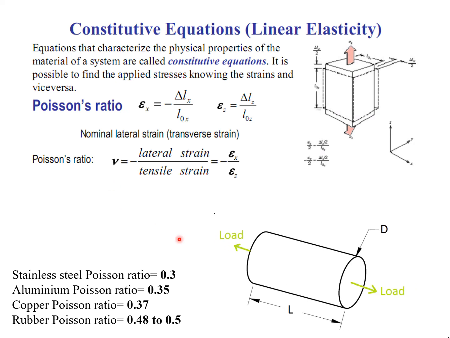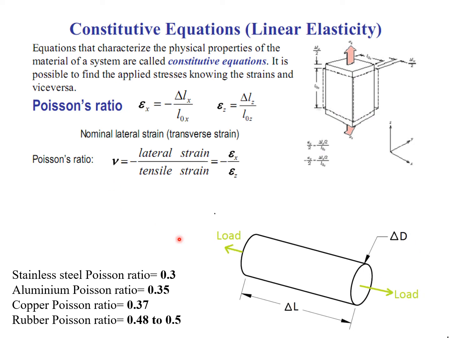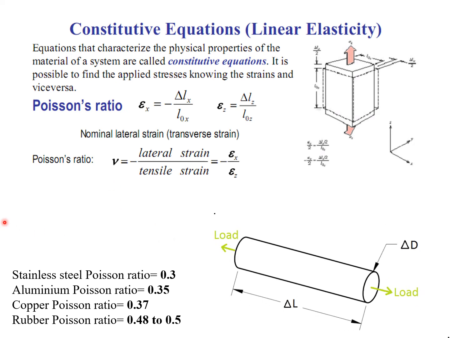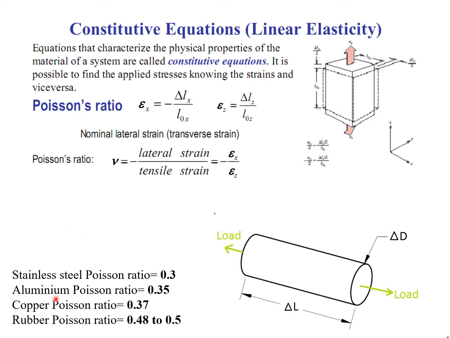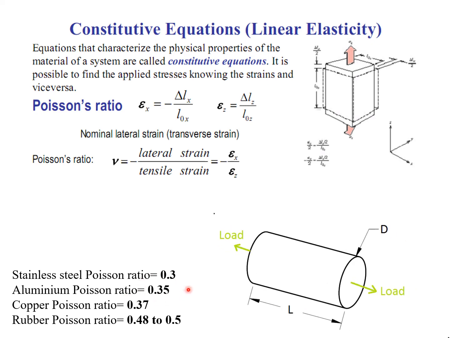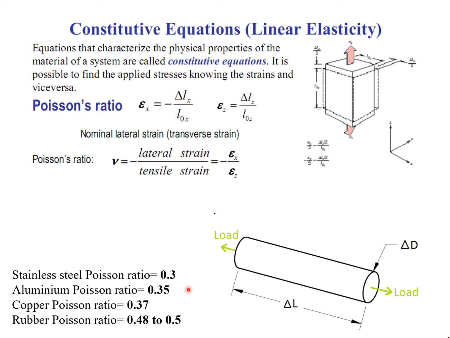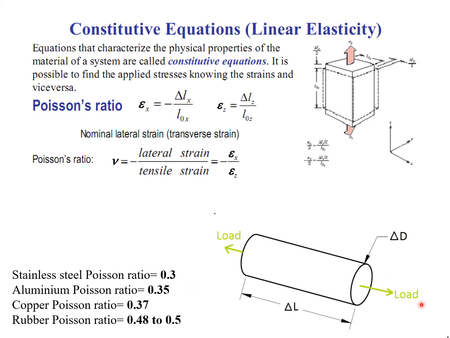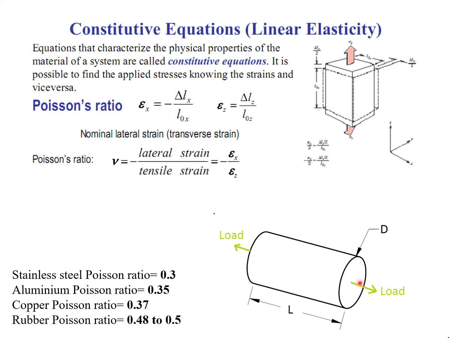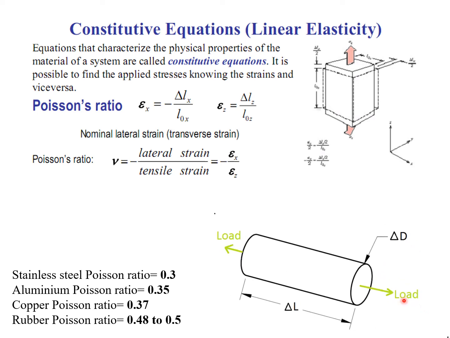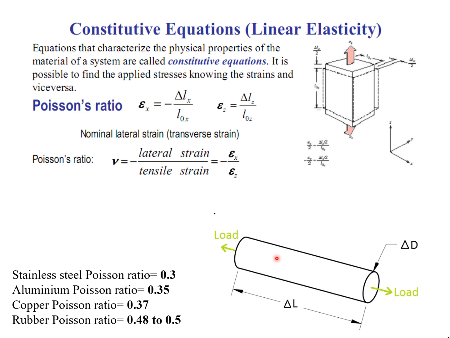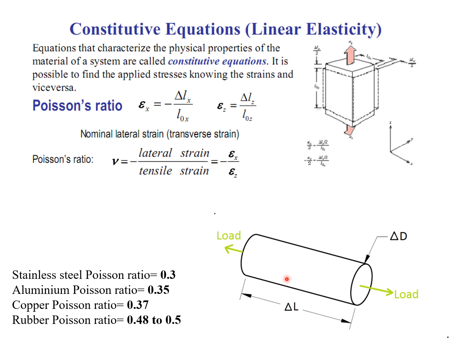So here are the values of Poisson's ratio of some materials. For example, for stainless steel, its value is 0.3, for aluminium 0.35. So what does it mean? It means that when we stretch this body in this direction, if there is 1 millimeter strain in the tensile direction, there will be 0.3 millimeter strain in this direction.